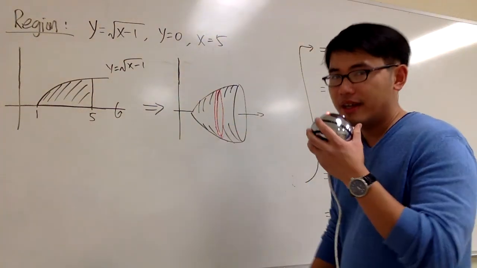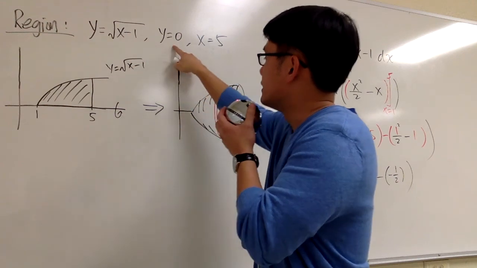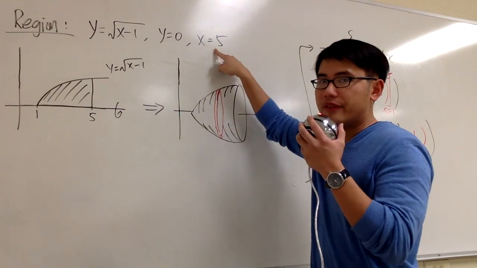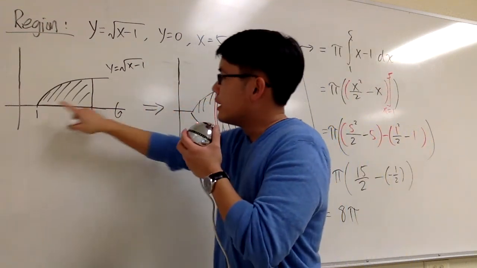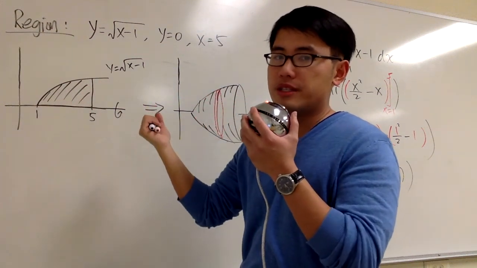We are given a region, and the region is bounded by the equations y is equal to square root of x minus 1, y is equal to 0, x is equal to 5. For square root of x minus 1, it's this one. We just take square root of x and then shift to the right 1 unit.